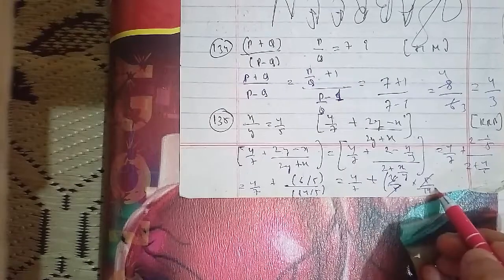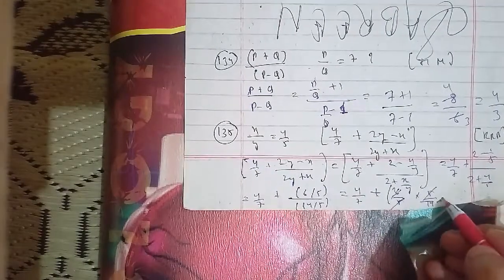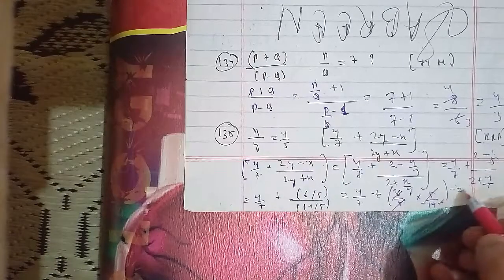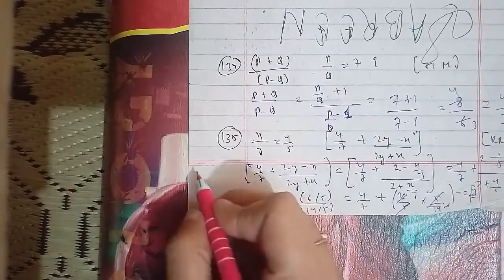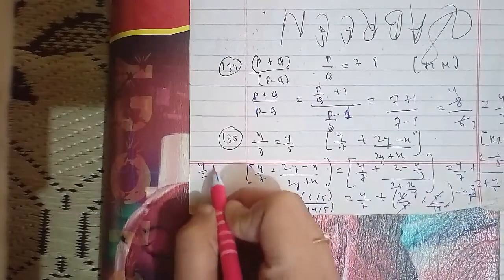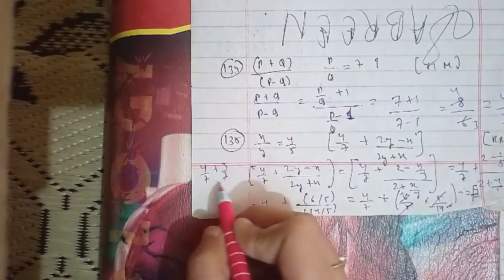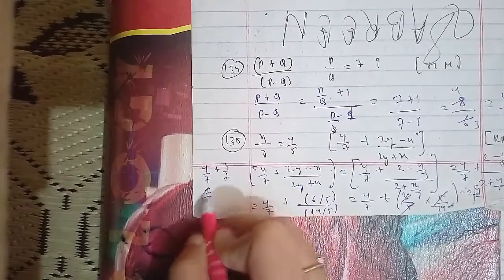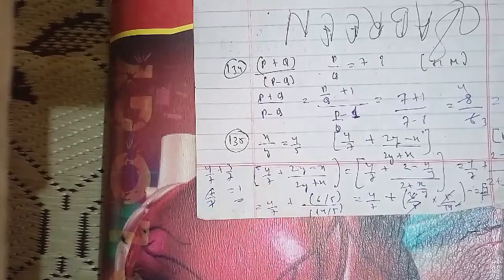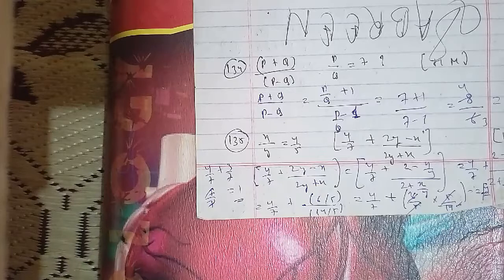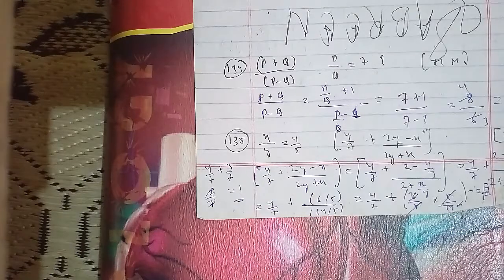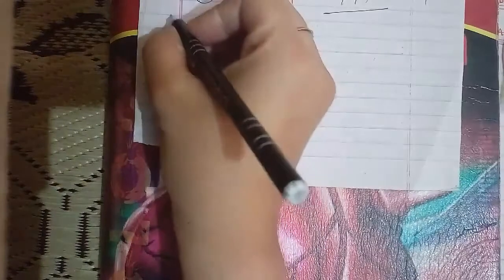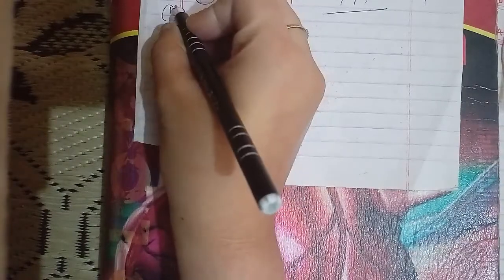Now we'll go ahead with the other question, which is the 136th question of the session. For this we have a upon b equals 4 upon 3. Then the value we have to find out is 6a plus 4b upon 6a minus 5b. The options we have are minus 1, 3, 4 and 5.